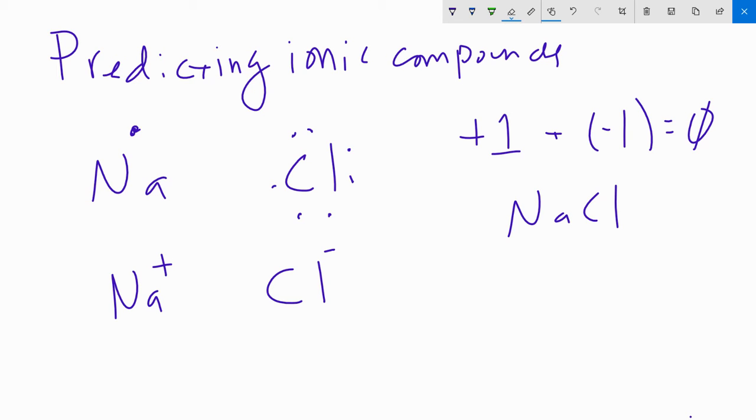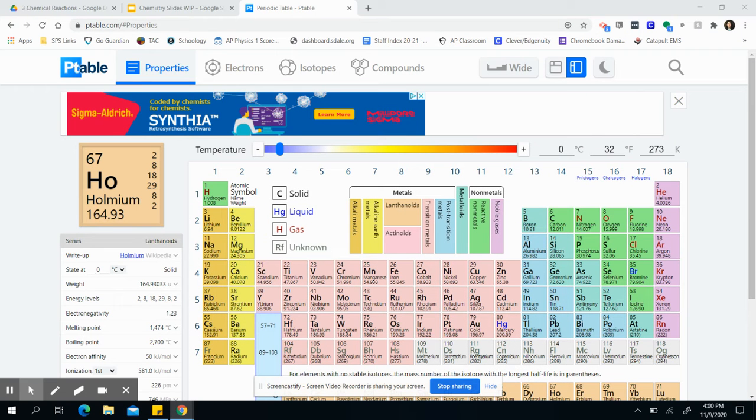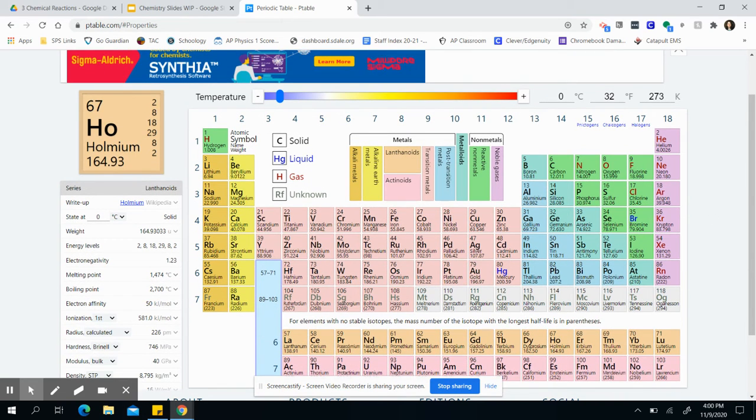But what if it's not so easy? Let's pick some new elements. So let's pick calcium and phosphorus. Calcium and phosphorus. So when I look at my periodic table, I see calcium here. Element 20 is in the second group, so that means it has 2 valence electrons, and phosphorus is in group 15, which means it has 5 valence electrons. So let's draw it out. Calcium and phosphorus. Calcium has 2. Phosphorus has 5.